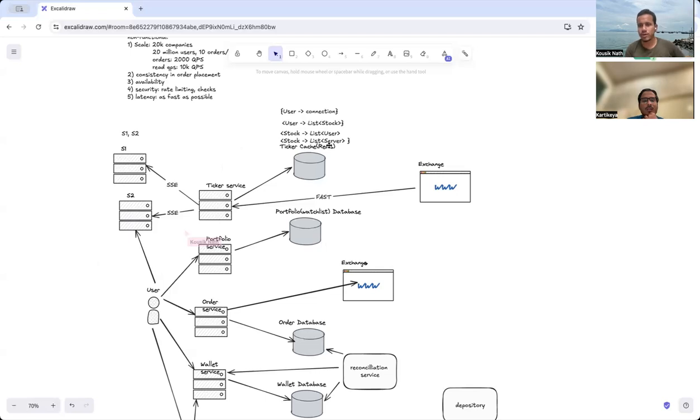But there is one trade-off here. The problem is that multiple users can be connected to S1 who are subscribing to essentially the same stocks, right? Yes. So you might end up sending the same stock details, the same ticker details, to the server, but for different users.